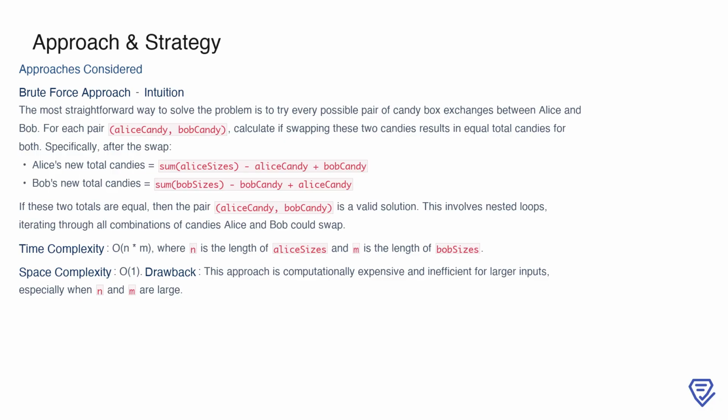This approach is simple and intuitive, but it requires nested loops to check all combinations of Alice's candies with Bob's candies, making it highly inefficient. The time complexity is n*m, where n is the number of candies Alice has, and m is the number Bob has. Additionally, it has a constant space complexity, but the computational cost becomes impractical as the input sizes grow larger.